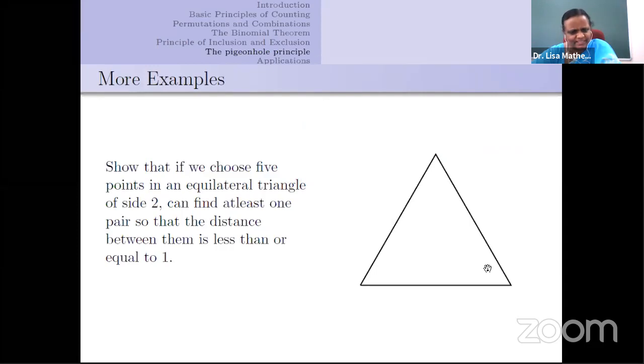Now this is slightly more complicated. It's not so obvious that this is an application of the pigeonhole principle. Suppose I take an equilateral triangle with side 2. I want to show that in whichever way I choose 5 points in this triangle, there will be at least one pair whose distance is less than or equal to 1. Now, how do I do that?